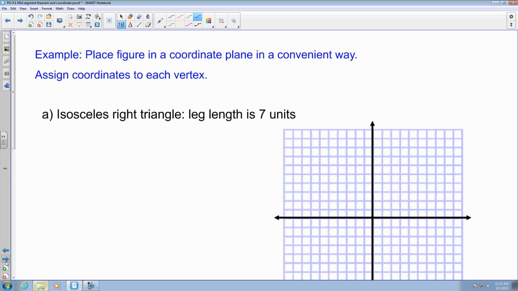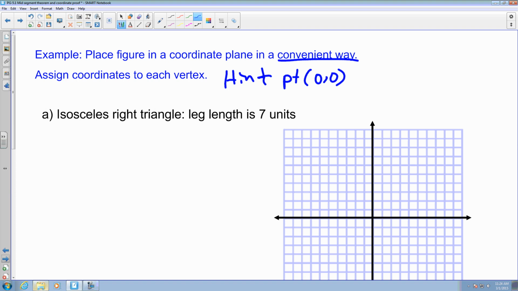Next, they want us to place a figure in a coordinate plane in a convenient way. It says assign coordinates to each vertex. So it says in a convenient way. There are an array of different ways that we can solve this, but the convenient way, which is kind of a hint, means you're going to place one point at 0, 0 to help you out. It makes the combinations much less, and it will help you out when you're solving these types of problems.